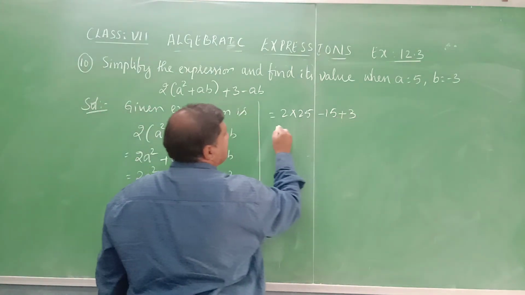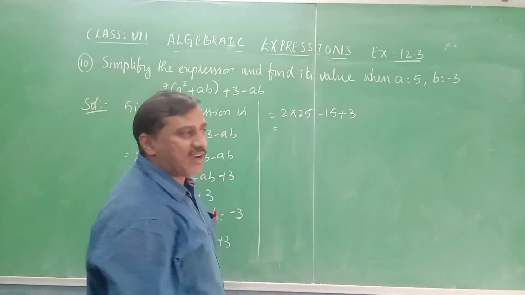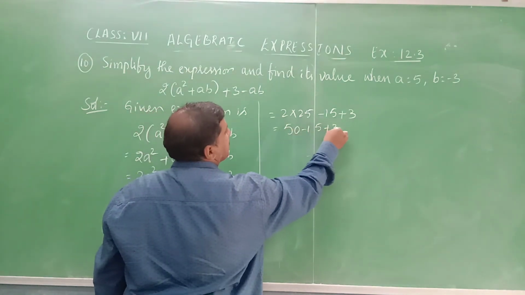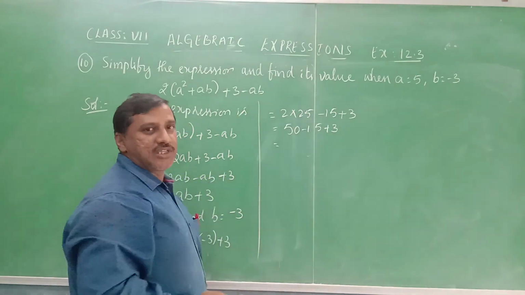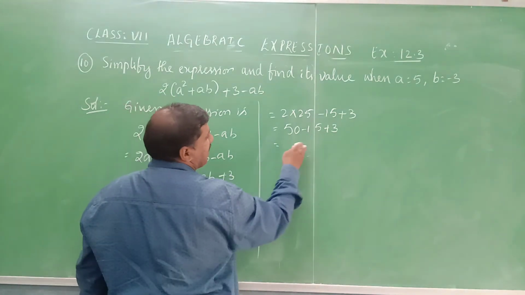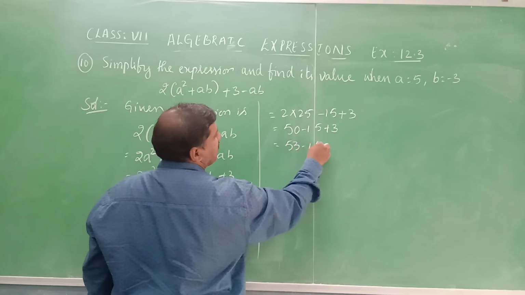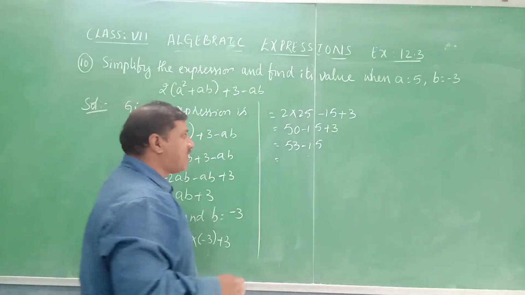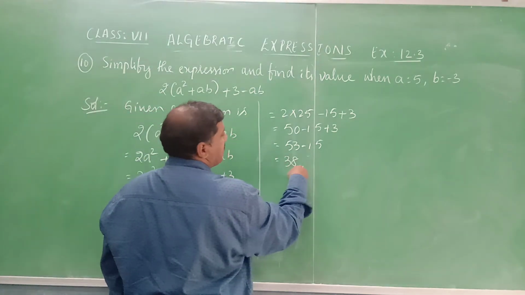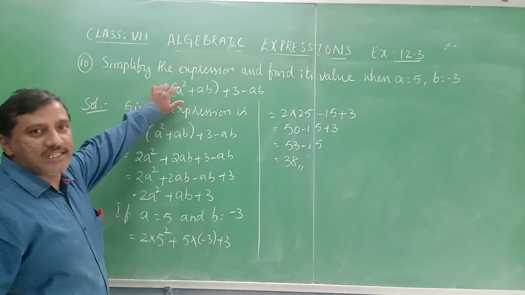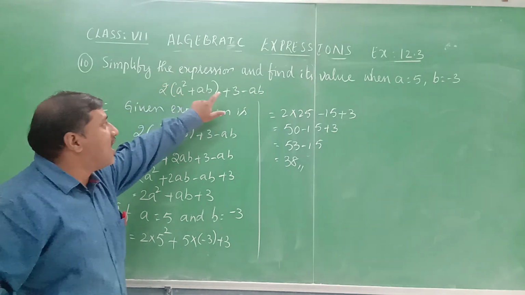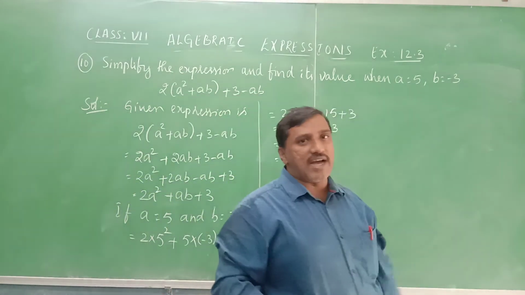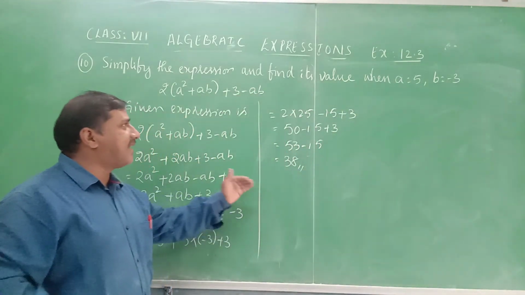Now simplify this with 2 into 25. 25 2s are 50, minus 15 plus 3. Now add the positive integers. 50 plus 3 is 53, minus 15. So subtract 15 from 53. How much do you get? 38. Therefore, the value of 2 into whole A square plus AB plus 3 minus AB is 38 when A is equal to 5 and B is equal to minus 3.